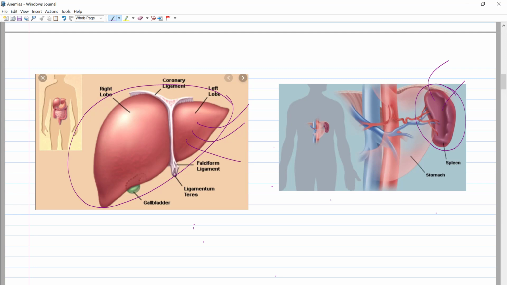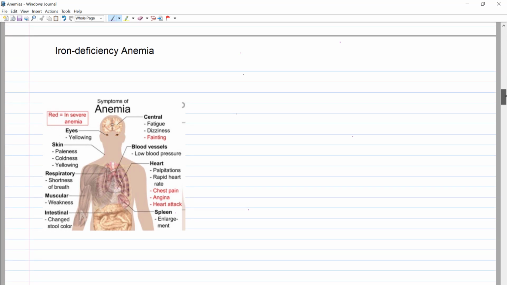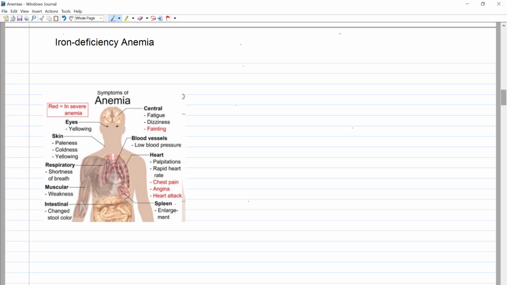Okay, so now let's start discussing the first one, which is iron deficiency anemia. And I mentioned earlier that iron is one of the substrates that can affect RBC production. So any deficiency in it can affect RBC production, which can later on lead into anemia. And the thing with IDA, or iron deficiency anemia, is it's the most common nutritional disorder in the world.